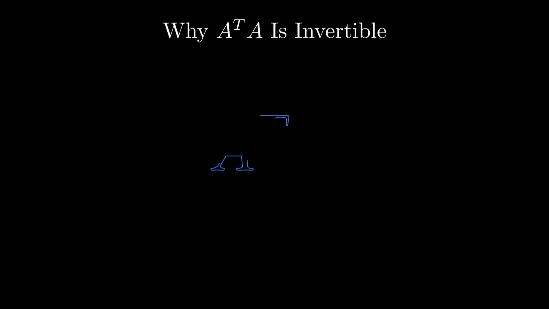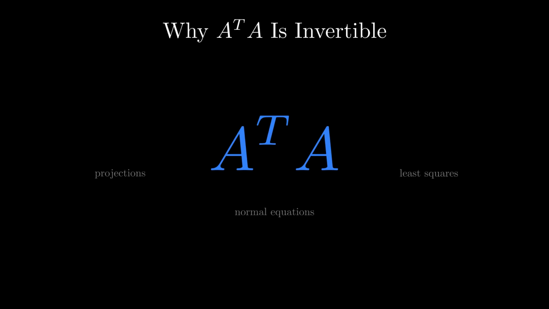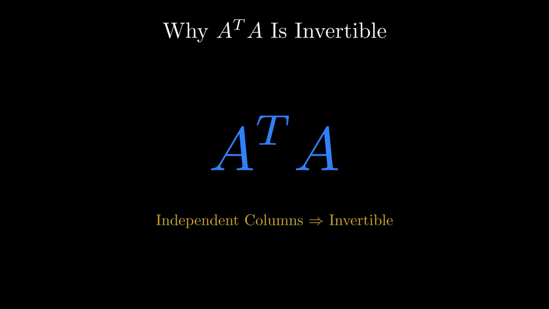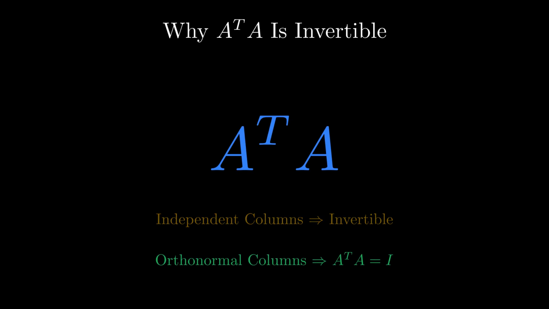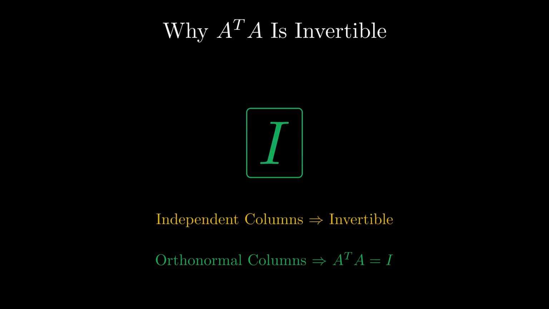In linear algebra, the product A transpose A shows up everywhere, in projections, least squares, and normal equations. There's a short, elegant trick that proves this matrix is invertible whenever A has independent columns, and there's a special class of matrices where A transpose A doesn't just become invertible, it becomes the identity matrix. Let me show you both.